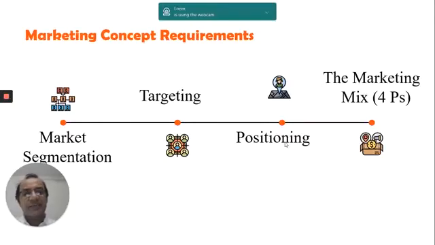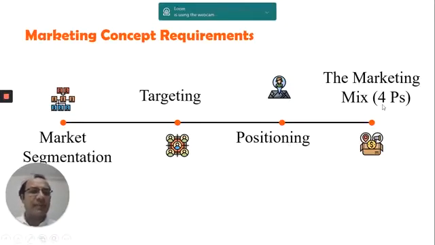So as a marketer, we'll have to design our marketing mix, 4Ps, in such ways that we can occupy a distinctive place in the mind of the customers in relation to its competing products or in relation to my competitors. That is all about positioning.